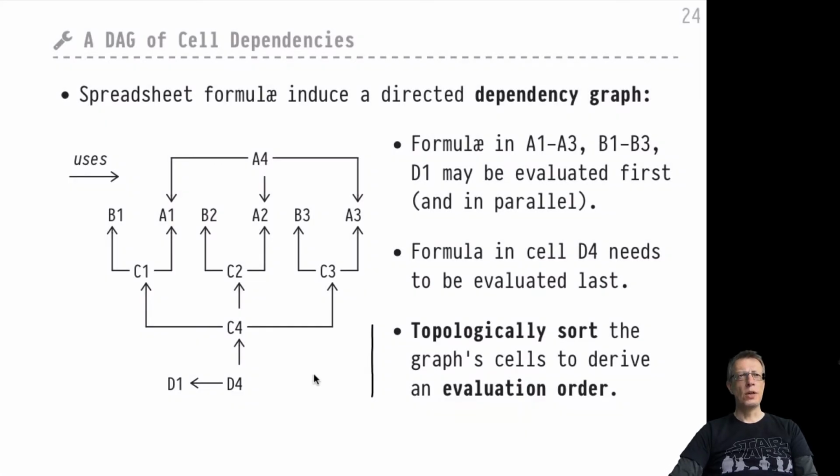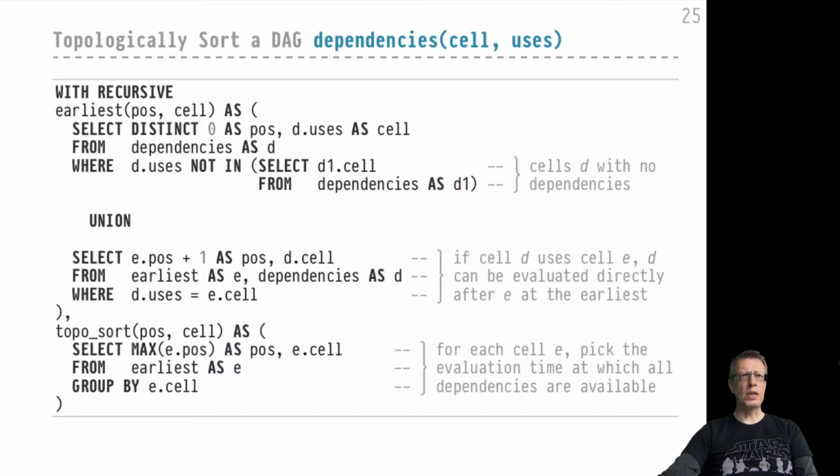This is a task for a recursive common table expression, I would say. Given a representation of this dependency graph in a simple two-column table, we could use the following recursive CTE to compute the topological sort of the thing. Let's see how we would do that.